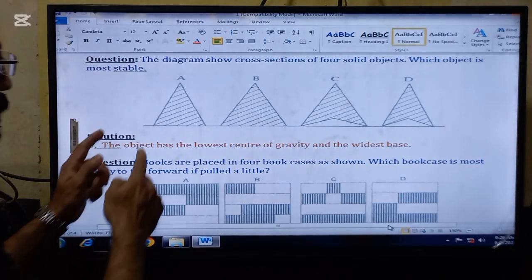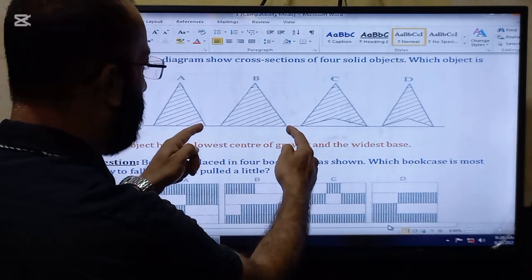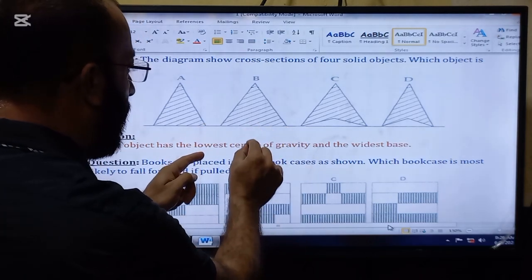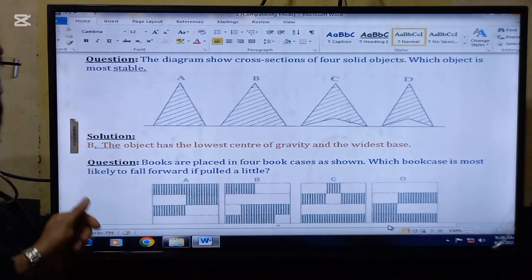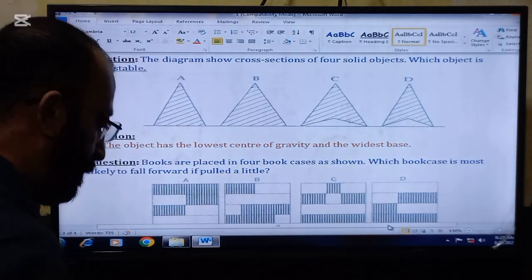So look at the 4 objects. Here is object B, which has the most base area and the center of gravity as low as possible. So look, object B has the lowest center of gravity and the widest base.